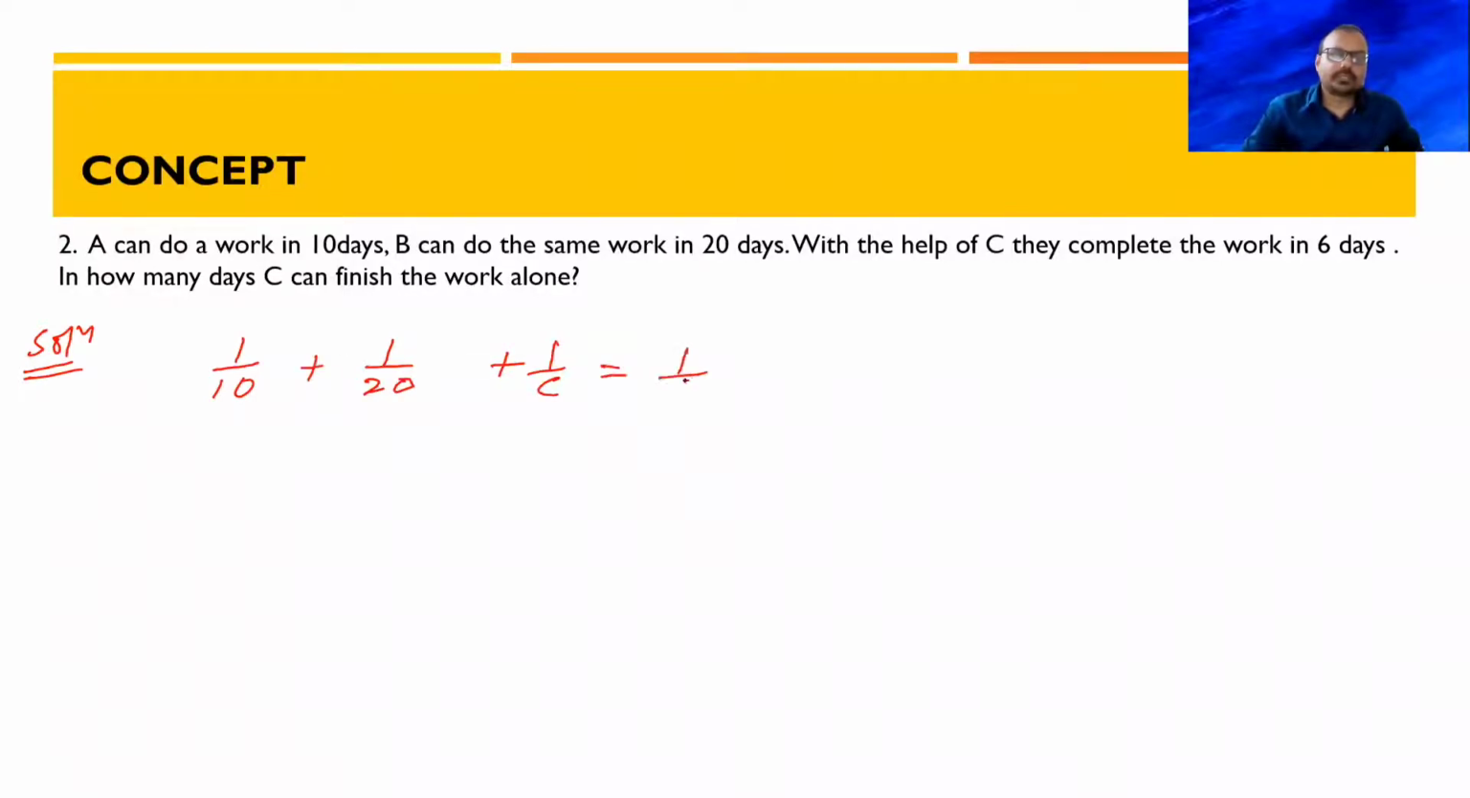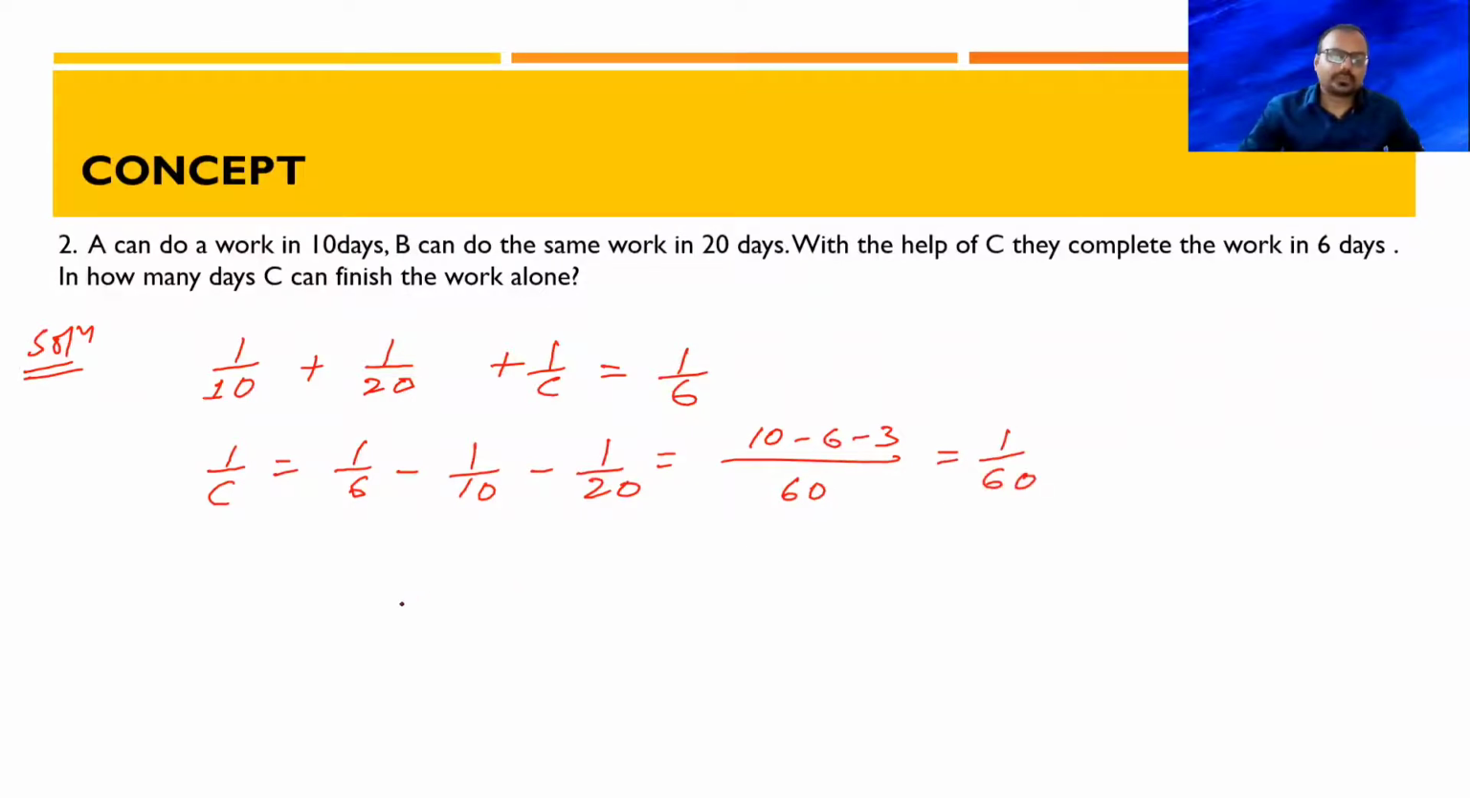With the help of C, they complete the work in 6 days. So we have just written the equation like 1/10, 1/20, 1/C. They complete the work in 6 days. So 1/6 minus 1/10 minus 1/20, which is equal to, what is the LCM of 6, 10 and 20? The LCM is 60. 10 times, 6 times, 3 times. So it is 1/60. So what is the value of C? C equals 60 days. So if C works alone, he is going to complete the work in 60 days.